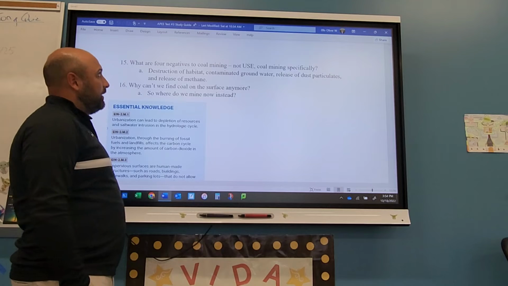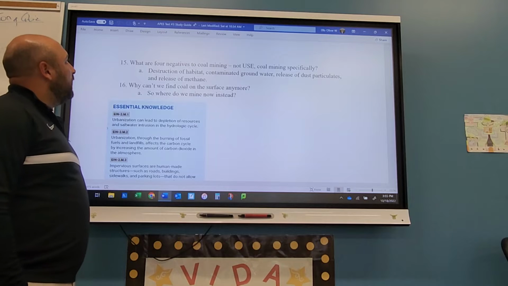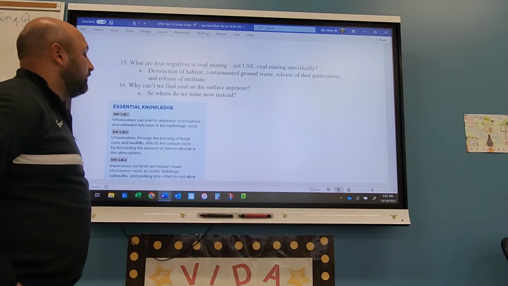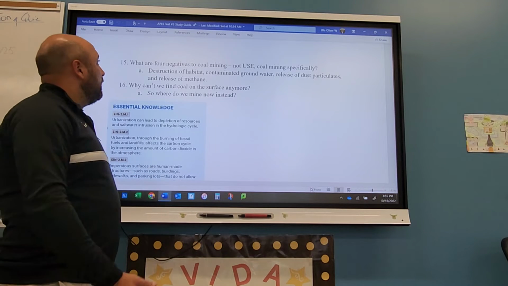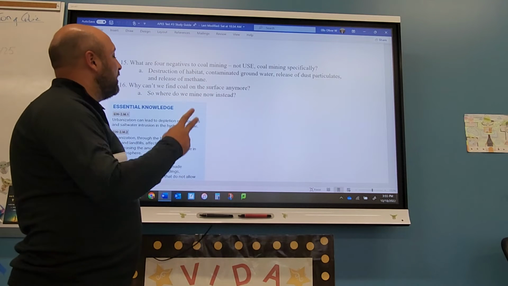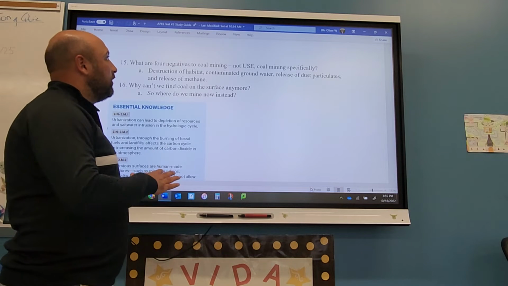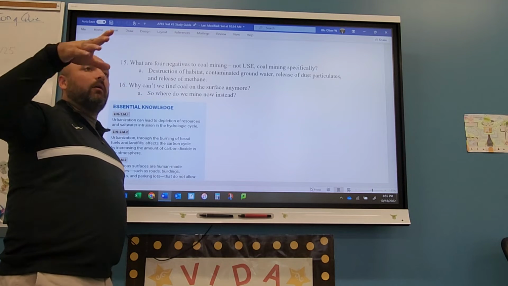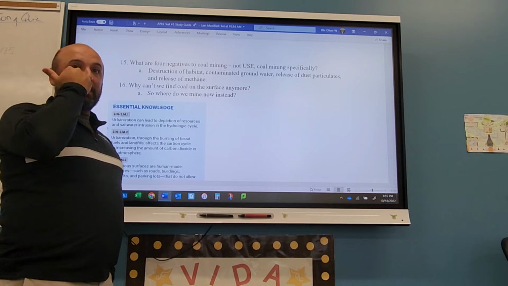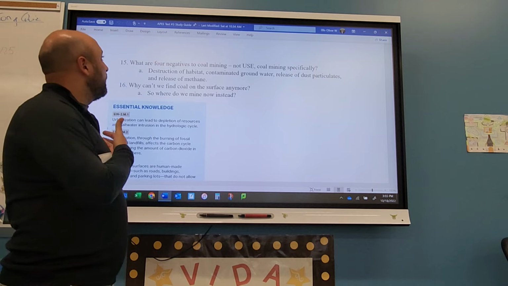Negatives to coal mining, not coal use. Coal mining specifically. When you coal mine, you destroy the habitat because you have to get the coal underneath the ground, right? You can contaminate the groundwater with your tailings, with toxic metals, radioactive particles. You can release dust particulates. So basically, when you're mining coal, all that stuff goes into the air. And anybody in the area, your coal miners included, or people who live out there, they're going to breathe in those dust particulates, and it's going to cause respiratory issues.